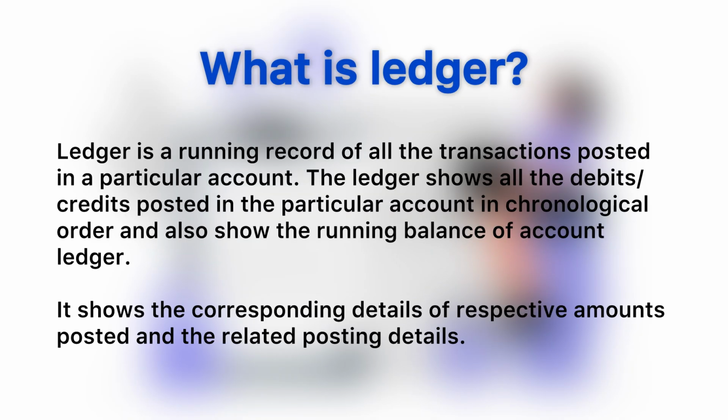So a ledger is a running record of all the transactions which were posted in a particular account for the period. It shows all the debits or credits which were posted in that particular account in chronological order. And you can also view the running balance of that account along with the details of amount and the respective narration and the respective corresponding opposite account which were hit for that particular entry.